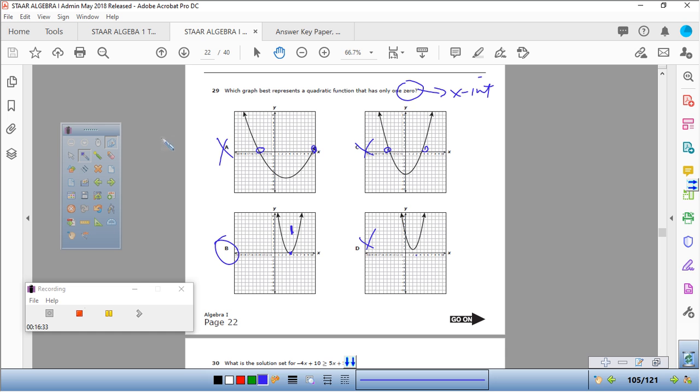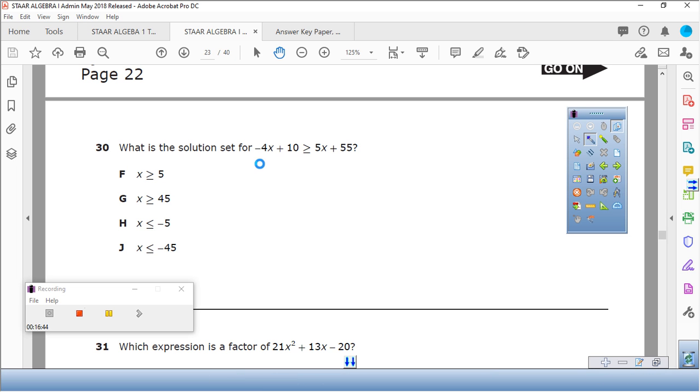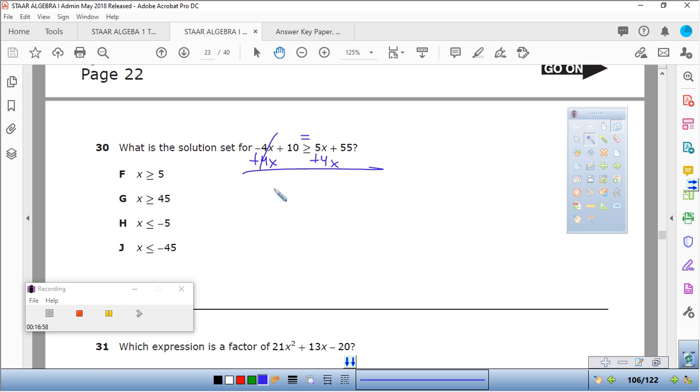Pretty easy? Pretty cheesy? So on this one here, guys, they basically want you to solve for x. They isolate the variable x. I'm going to solve it like an equation. I'm going to move the smaller x's of either one, so I'm going to add 4x. Add 4x. This cancels out and gives me 10 is greater than or equal to 9x plus 55.